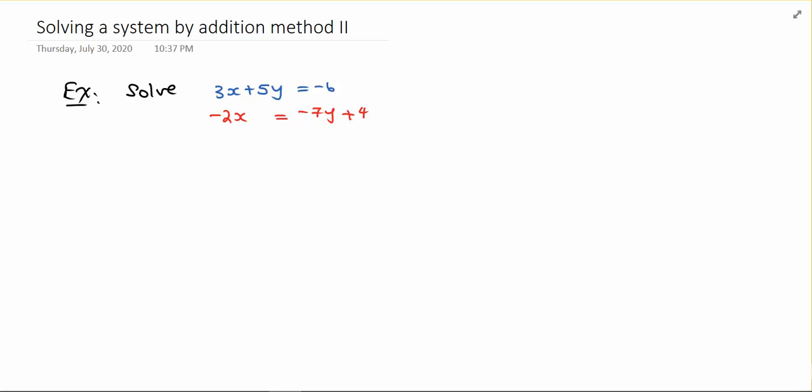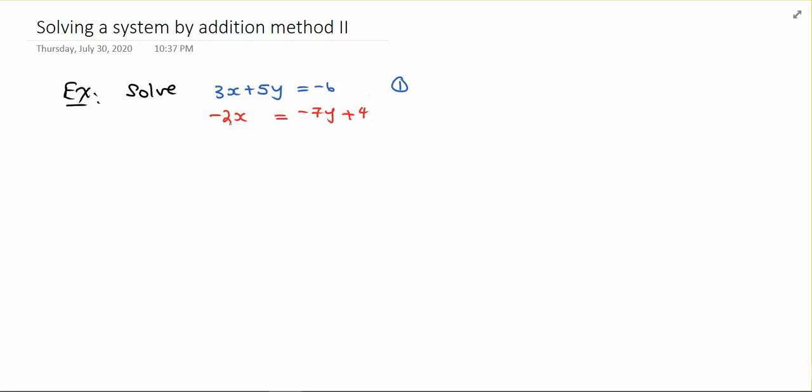If you're trying to decide should I use substitution or addition, if you take that first equation and you try to solve for x, you have to divide by 3. 5 doesn't divide by 3. You try to solve for y, you can divide by 5. 3 can't be divided by 5, nor can 6 be divided by 5. So that's not going to be easy. You're going to get fractions there.